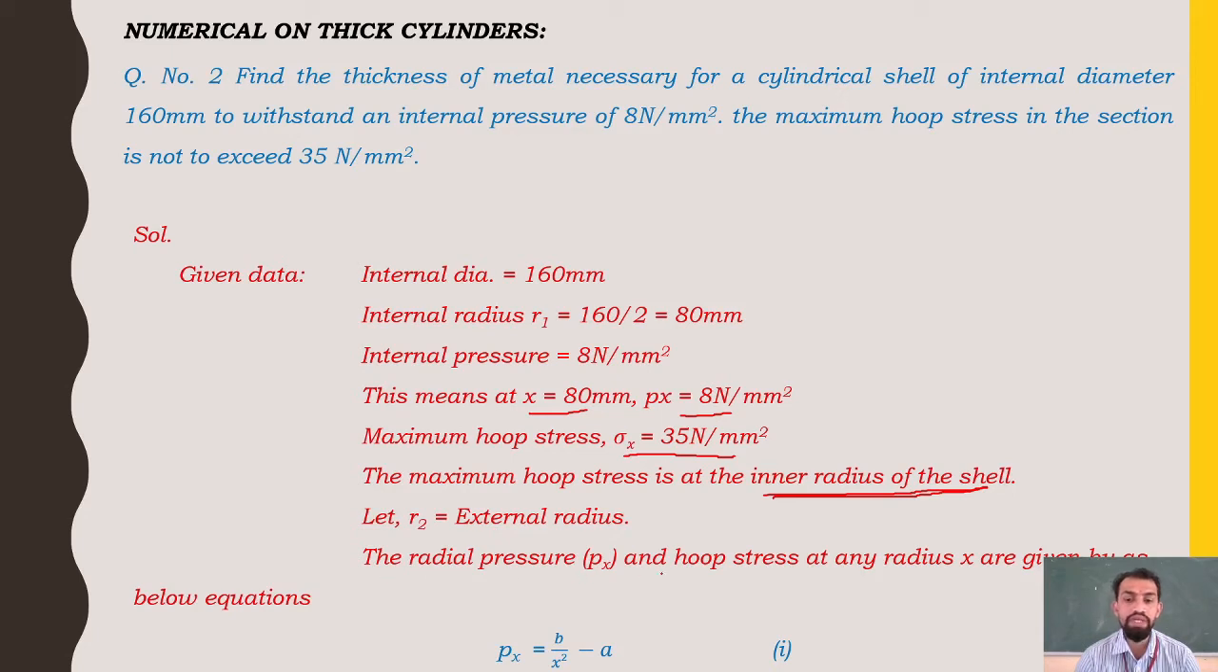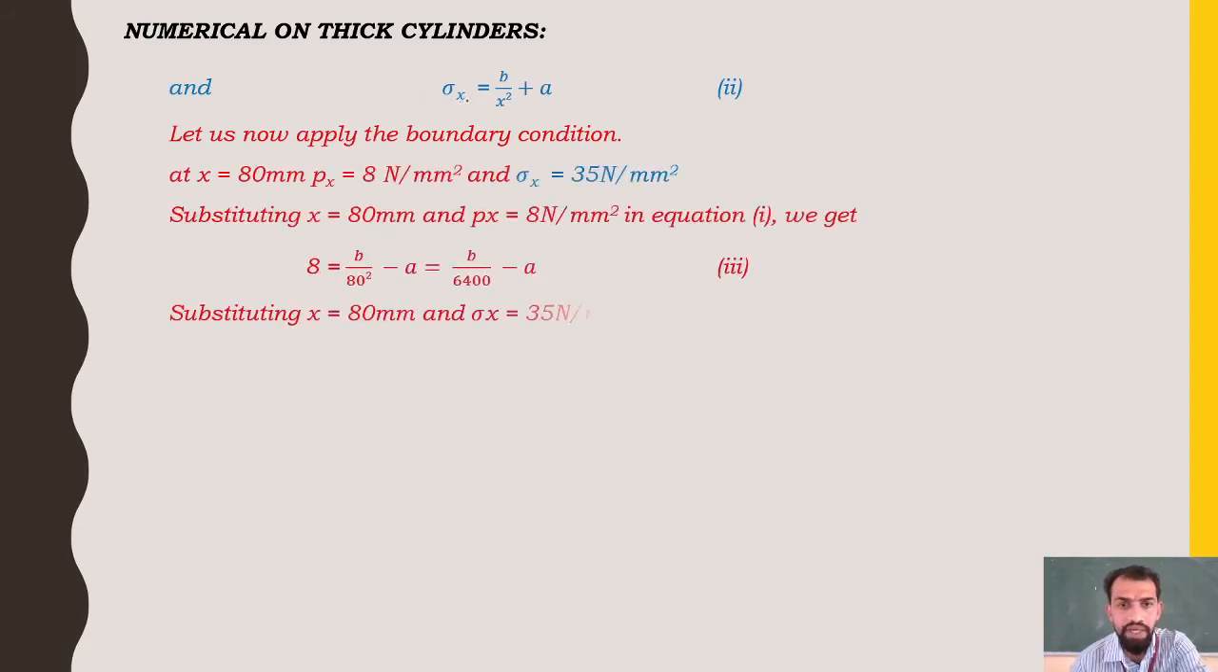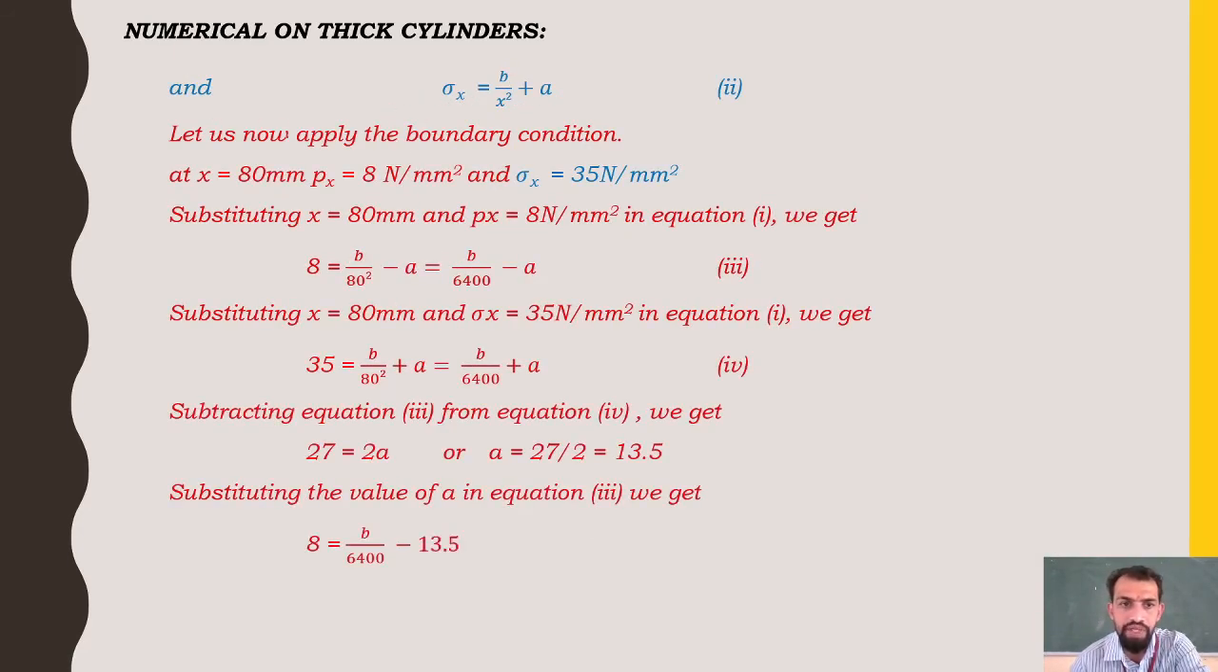Let R2 be the external radius. The radial pressure Px and hoop stress at any radius x are given by these equations: Px is equal to b by x square minus a, as equation number 1, so this way we can find the Px value, and sigma x is equal to b by x square plus a, as equation number 2. Now applying the boundary conditions: at x equals 80 mm, Px is 8 Newton per mm square and sigma x is 35 Newton per mm square.